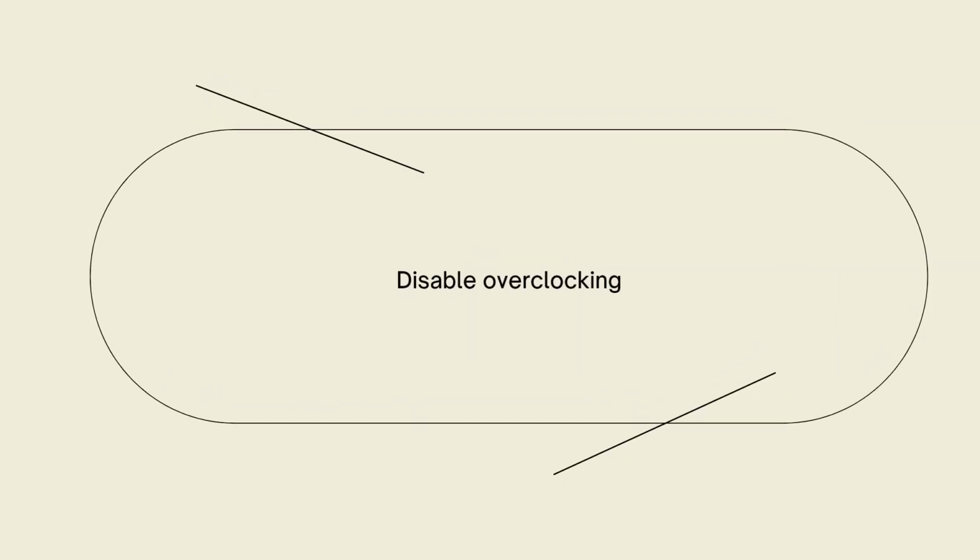Disable overclocking. If you have overclocked your GPU or CPU, it can sometimes lead to stability issues. Disable any overclocking settings and run the game at default clock speeds to see if the D3D fatal error persists.